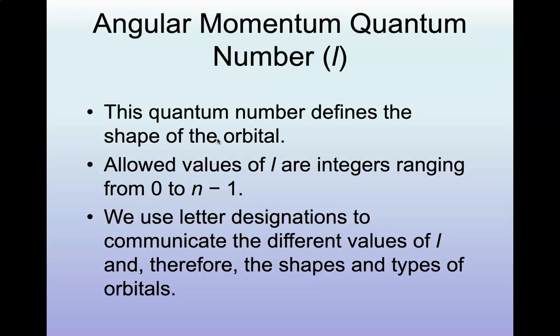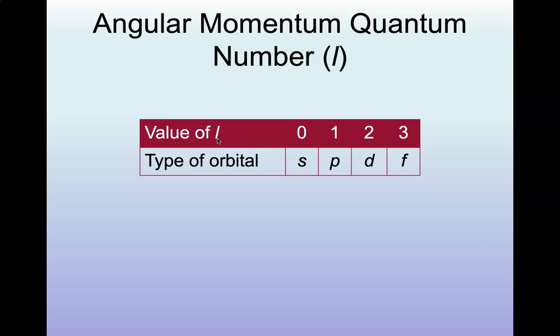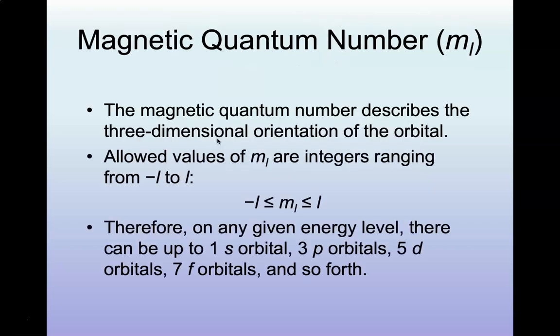In order to understand what that means, there are different orbital shapes that go with different values of l. If you have an l of 0, the type of orbital is an s orbital, and we'll show you some pictures in a little bit. An l of 1 is going to be a p orbital, an l of 2 is going to be a d shape, and an l of 3 is going to be an f shape. We'll look at pictures of those in a second. For now, we're just introducing the quantum numbers.